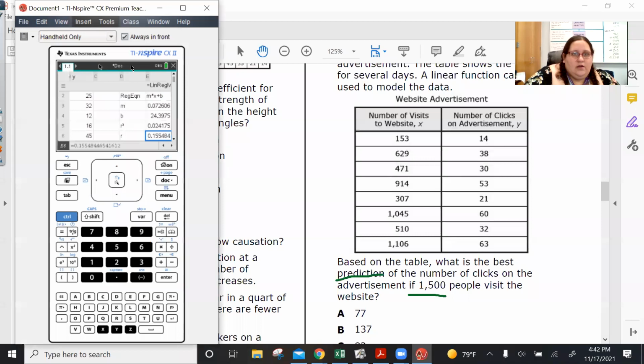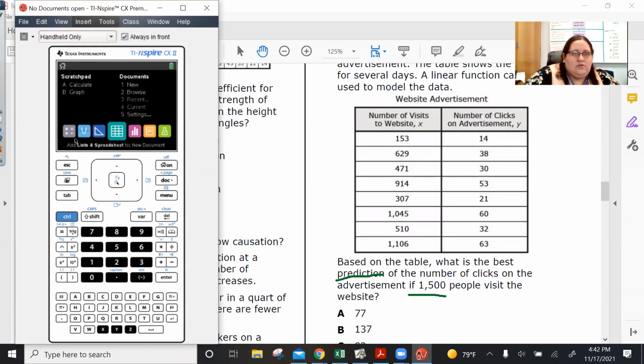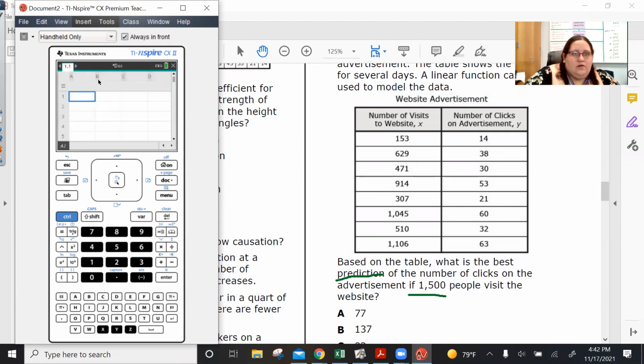We're going to start a brand new calculator screen to make sure we have no errors. So you exit out, don't save, open up List in Spreadsheets. Always start by doing X and Y for your labels. Now we're just going to type in all of our values: 153, 629, 471, 914, 307, 1045, 510, 1106.